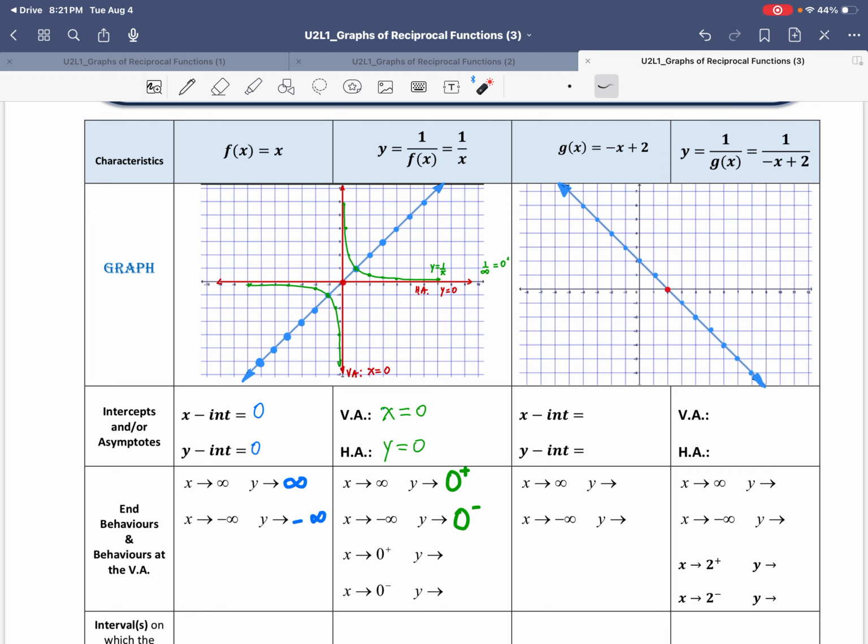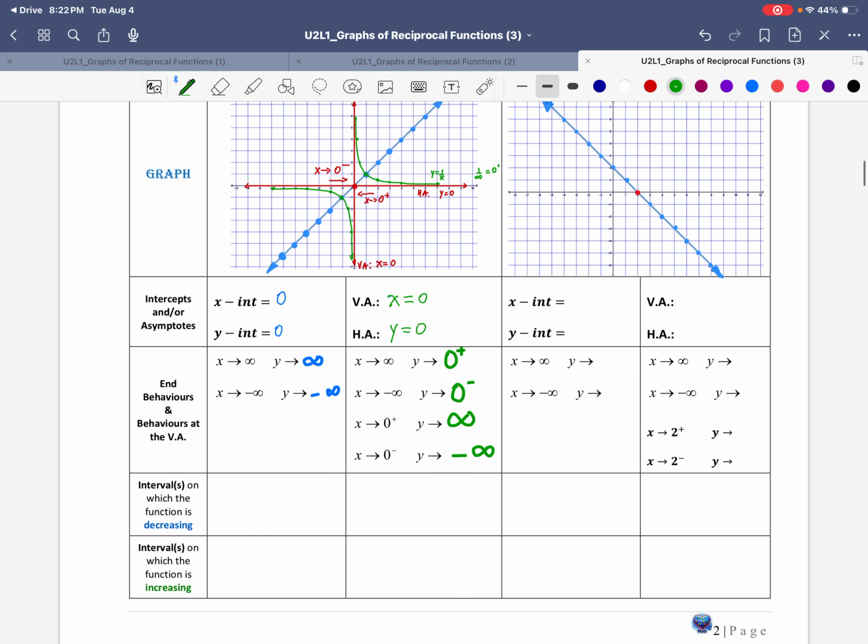Now, other behaviors that are of interest and we discuss often are behavior at the vertical asymptote. Now, the vertical asymptote is at x equals 0. So we want to approach x equals 0 from the right-hand side. So let me just point at it. So x is approaching 0 from the right-hand side, and we'll approach 0 from the left-hand side as well. So when x approaches 0 from the right-hand side, you see that the y values are getting bigger and bigger. So we'll say that the y values are approaching infinity. When x is approaching 0 from the left side of it, you see as we get closer and closer to 0, then the y values will approach negative infinity.